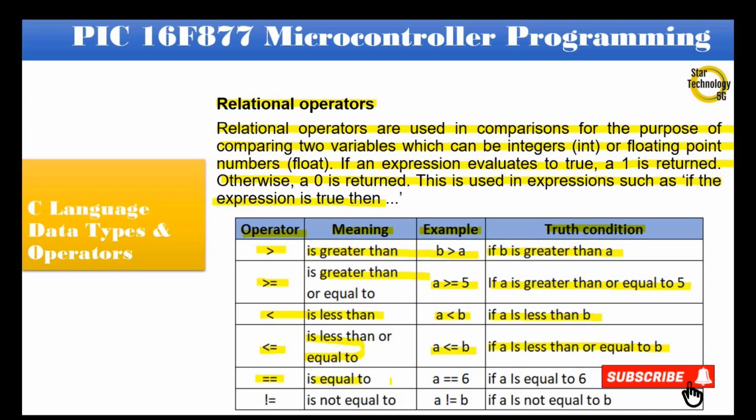Operator: equal to. Example: A is equal to 6, true if A is equal to 6. Operator: not equal to. Example: A is not equal to B, true if A is not equal to B.